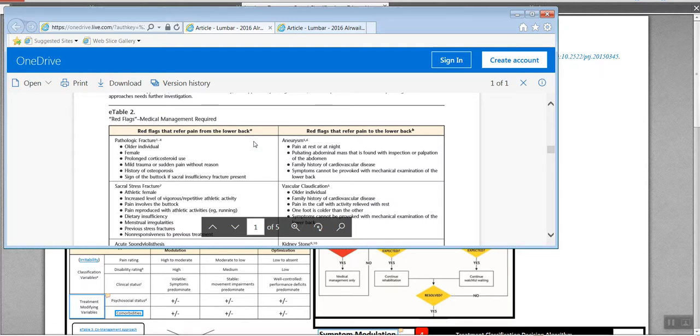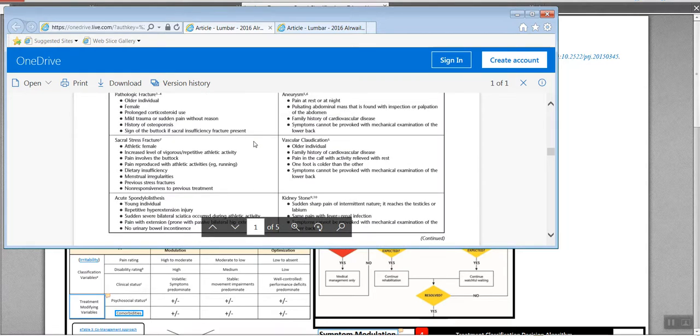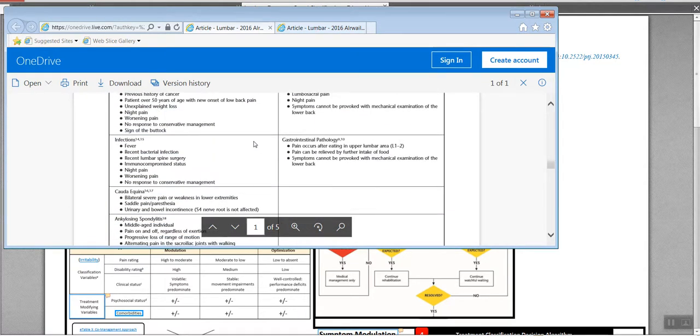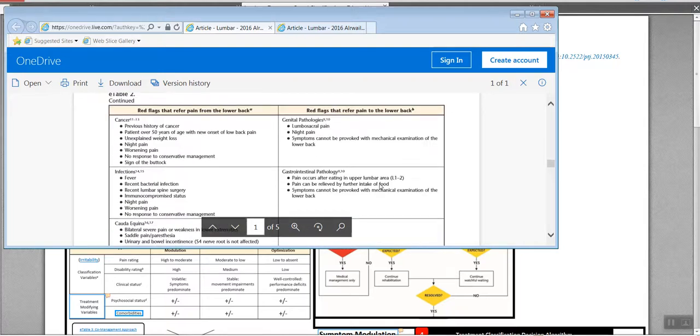This is also within the entirety of the lumbar eval lecture. This is just a one-stop shop for additional reference should you want to utilize this as well. So you got everything from pathological fractures and AAAs, kidney stones. It continues on to cauda equina, ankylosing spondylitis, central sensitization disorders. Okay, again, for your reference.